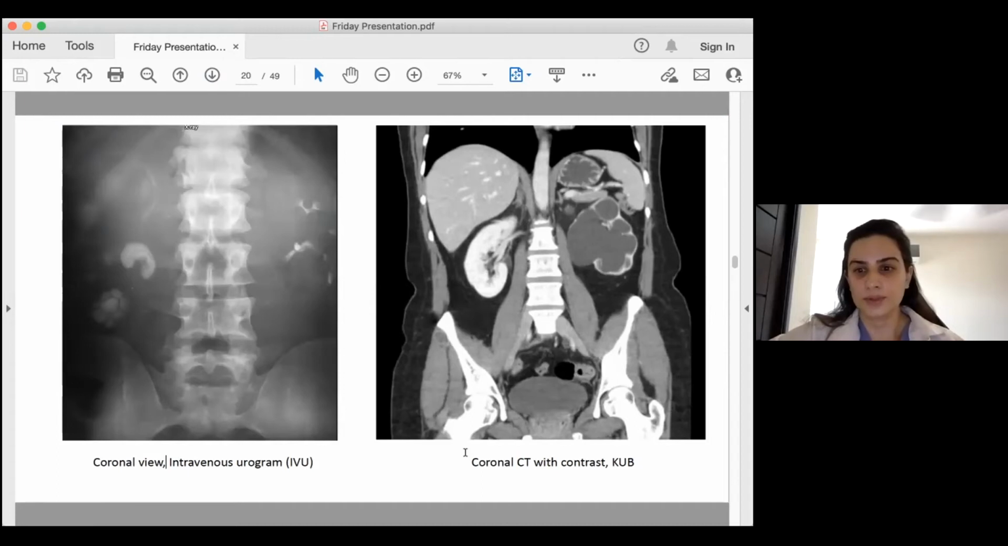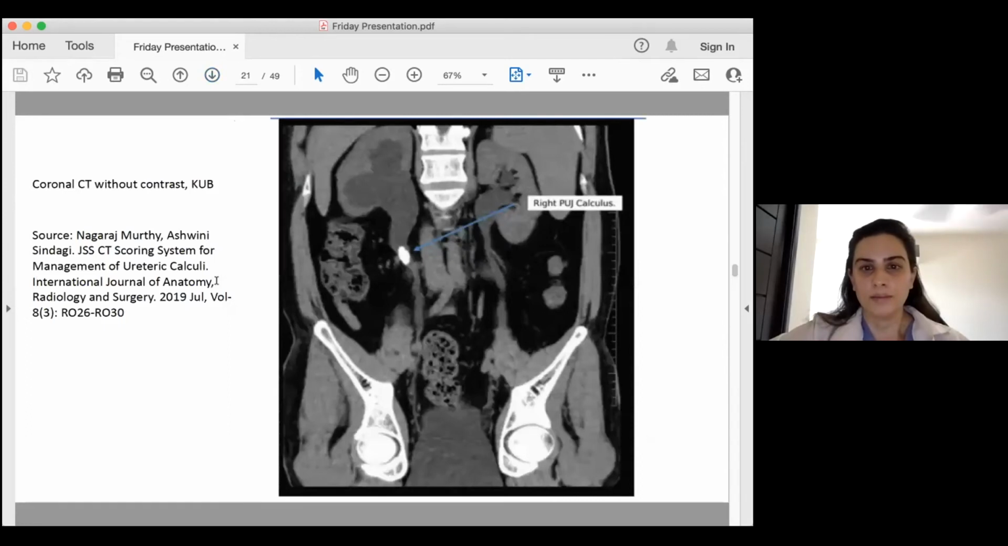And here a coronal CT with contrast of the kidney, ureter, and bladder, where we can observe very clearly, as compared to the normal kidney, the grade 4 hydronephrosis. Here, another image of a coronal CT without contrast, and not only are we able to observe the dilation, but in this more attenuated image, we are able to see the actual obstruction, which is a calculus that they were able to identify.